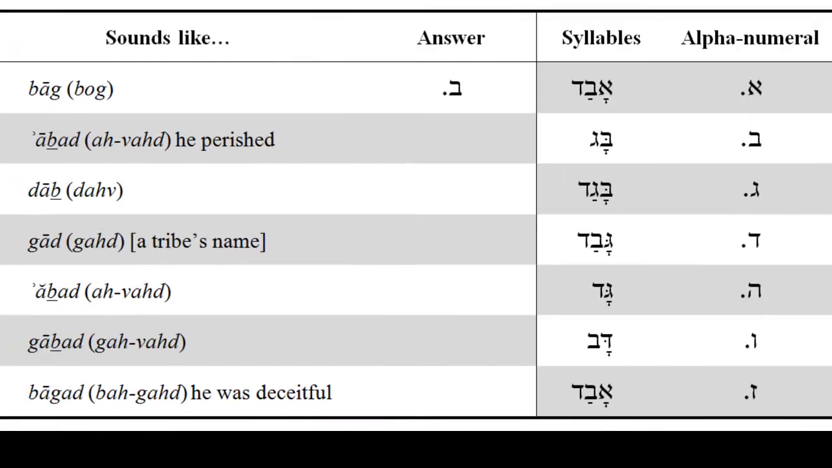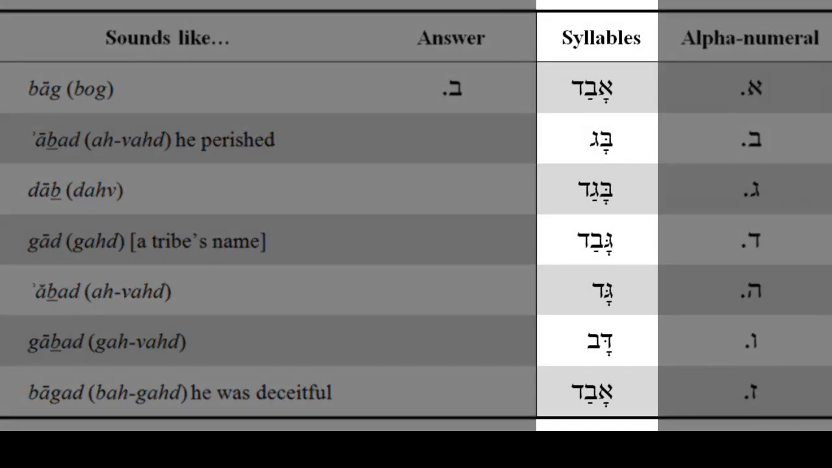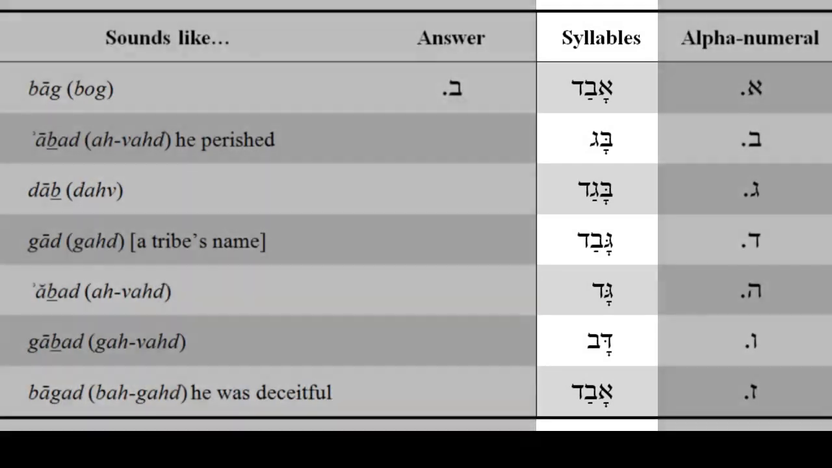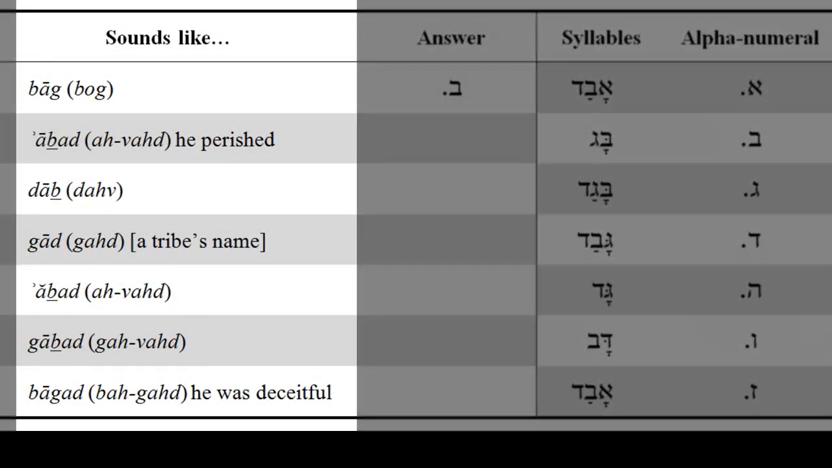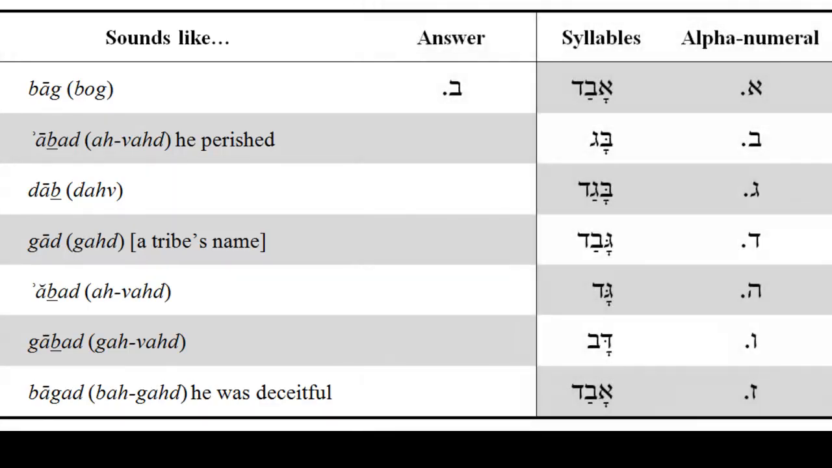This table presents a matching exercise. In the column labeled syllables, you'll find a Hebrew syllable or word. Compare it to the list that's headed sounds like, and take the alpha numeral associated with the Hebrew syllable or word and write it in the answer column to the right of the sounds like word.